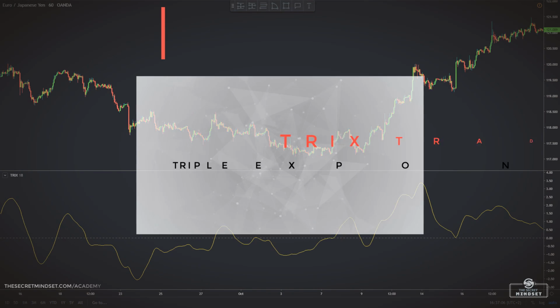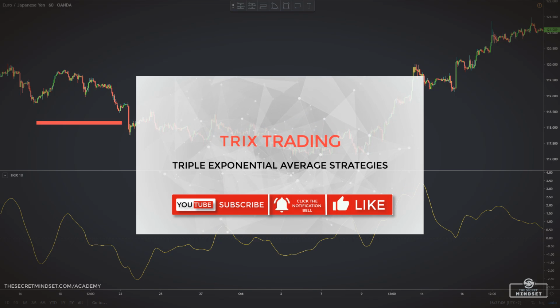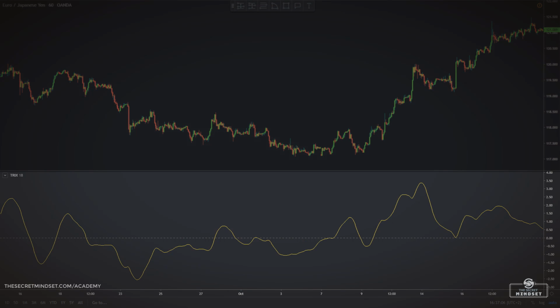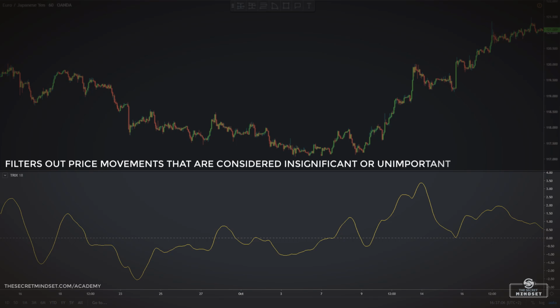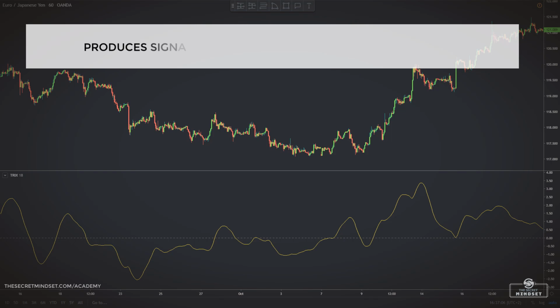The Triple Exponential Average, or the Trix, is a momentum indicator that shows the percentage change in a triple exponentially smoothed moving average. This indicator is designed to filter out price movements that are considered insignificant or unimportant. Trix is also implemented by traders to produce signals that are similar in nature to the moving average convergence divergence.